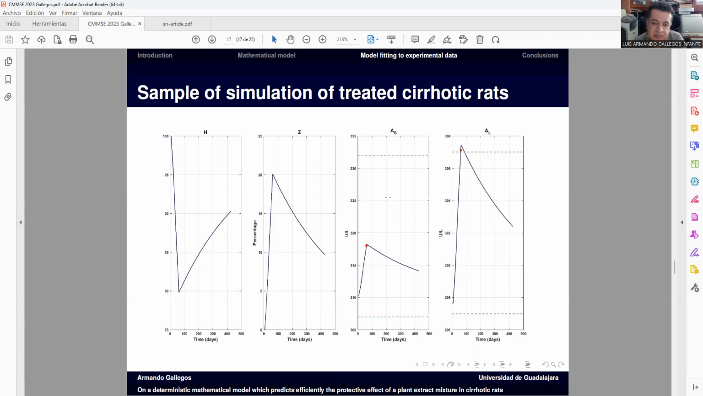I forgot to explain that these green dashed lines describe the interval of the normal levels of the proteins. Again, we let the simulation evolve 1 year after the damage treatment, and note we have a very good recovery until 90% of healthy hepatocytes and only 10% of damaged hepatocytes.